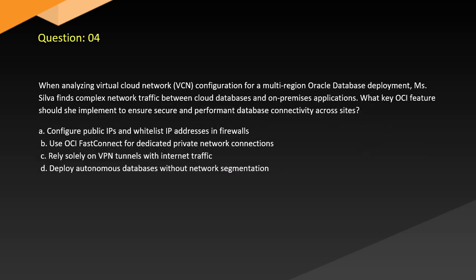Question 4. When analyzing Virtual Cloud Network (VCN) configuration for a multi-region Oracle database deployment, Silver finds complex network traffic between cloud databases and on-premises applications. What key OCI feature should she implement to ensure secure and performant database connectivity across sites? A. Configure public IPs and whitelist IP addresses in firewalls. B. Use OCI FastConnect for dedicated private network connections. C. Rely solely on VPN tunnels with internet traffic. D. Deploy autonomous databases without network segmentation.